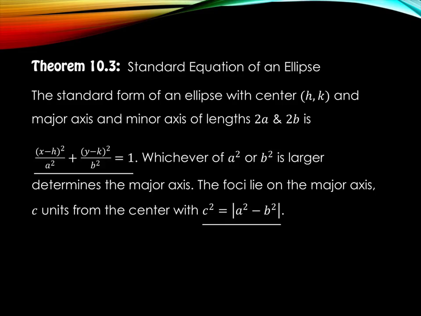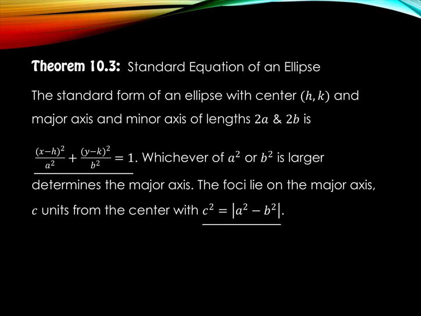And again, I'm going to take a slightly different approach than your book does. The reality is, whichever number is bigger, a squared or b squared, determines the major axis. I don't need extra formulas to decide. I can simply look at the numbers and know. If the number under the y value is the biggest, that means it's going to be oblong in the y direction. And if the number underneath x is the biggest, it's going to be oblong in the x direction. And then the foci lie along the major axis, whichever one it is, c units away from the center.